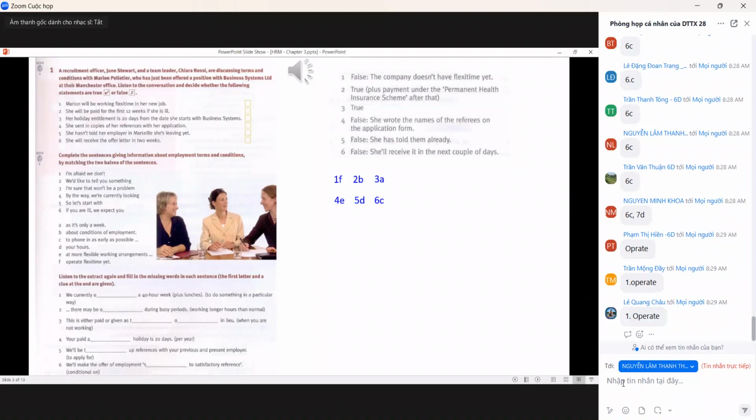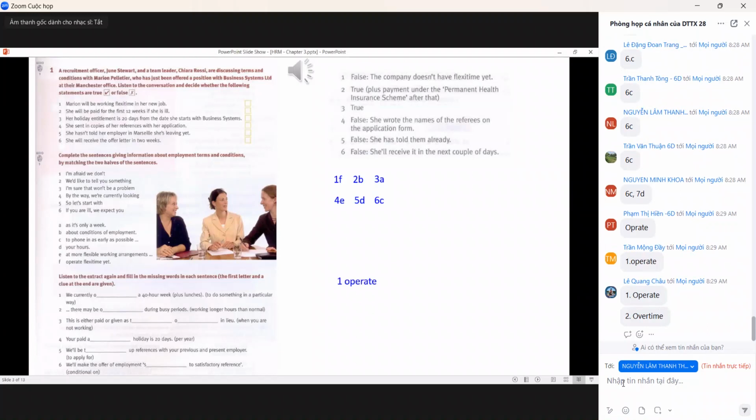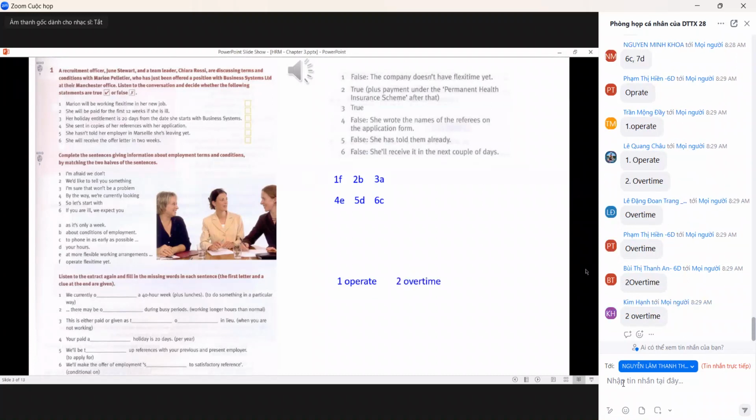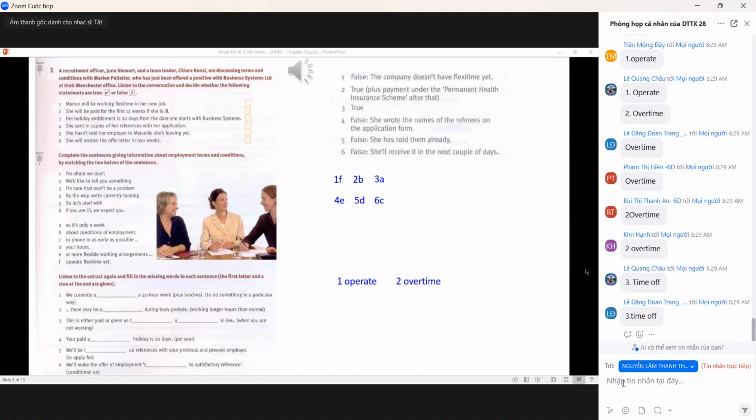Yes. Operate. 2, there may be what? Overtime. There may be overtime during busy periods. Okay. Number 3. This is either pay or given as 2 words. We have 2 words here. Time off in lieu.